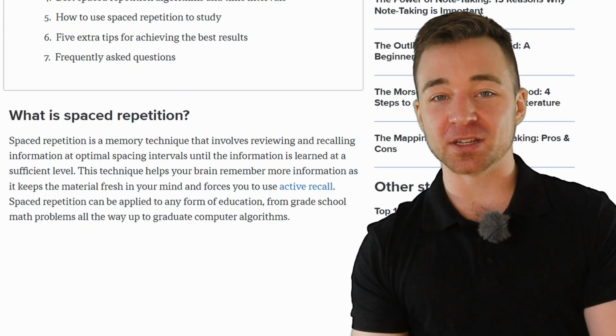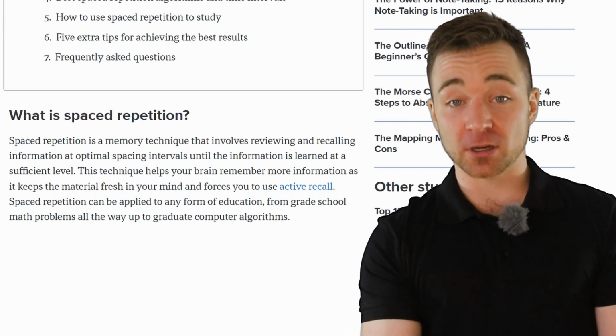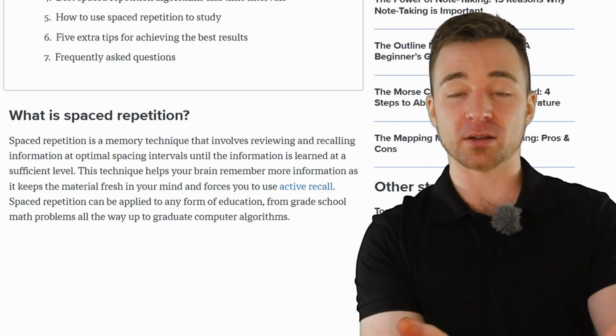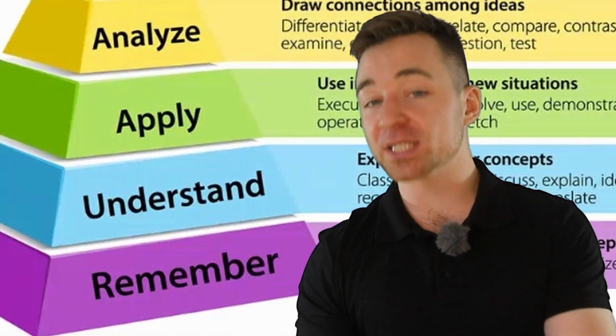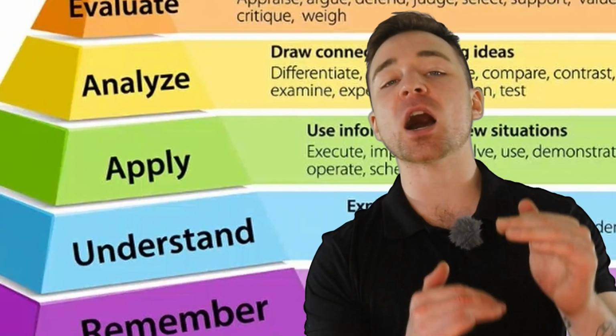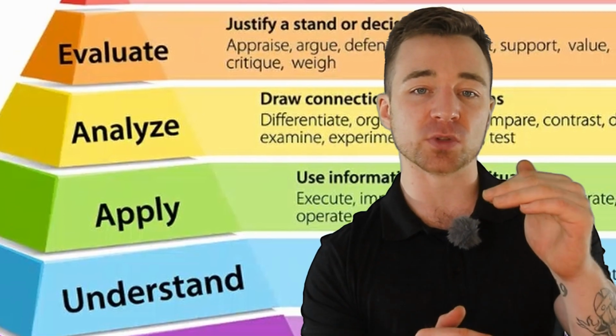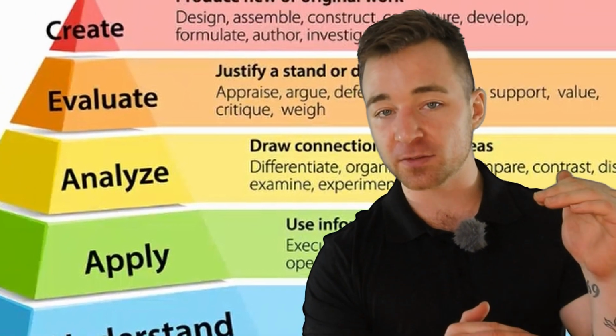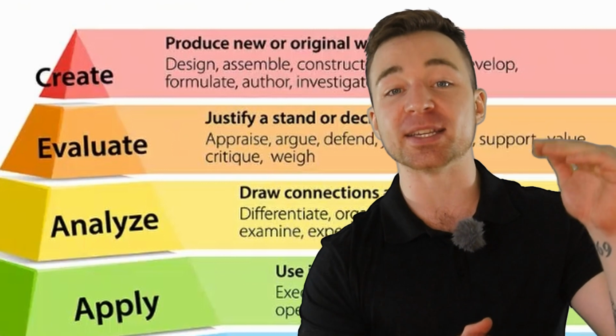So spaced repetition is essentially where you test yourself on the topic with an amount of time in between. Bloom's taxonomy is essentially, you have a hierarchy of different kinds of activities you can engage in, and each one of those activities forces you to engage in a certain depth of learning.